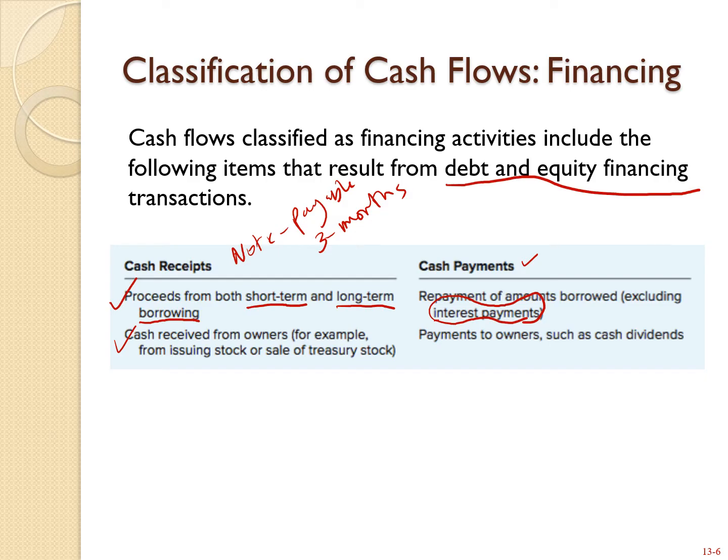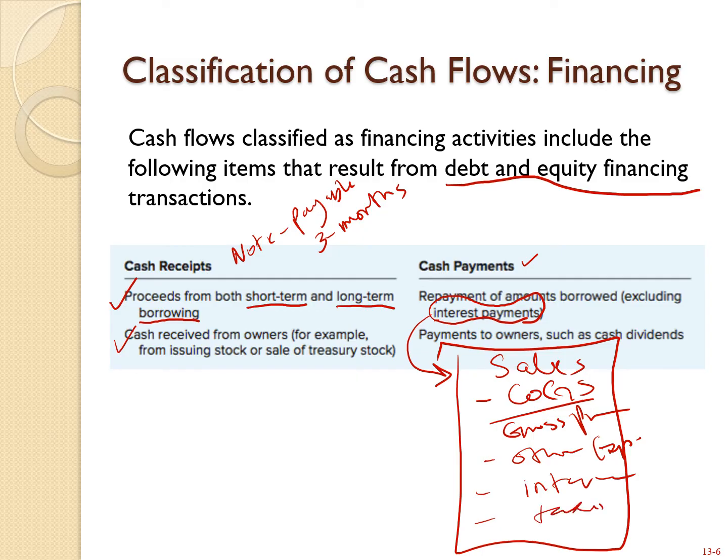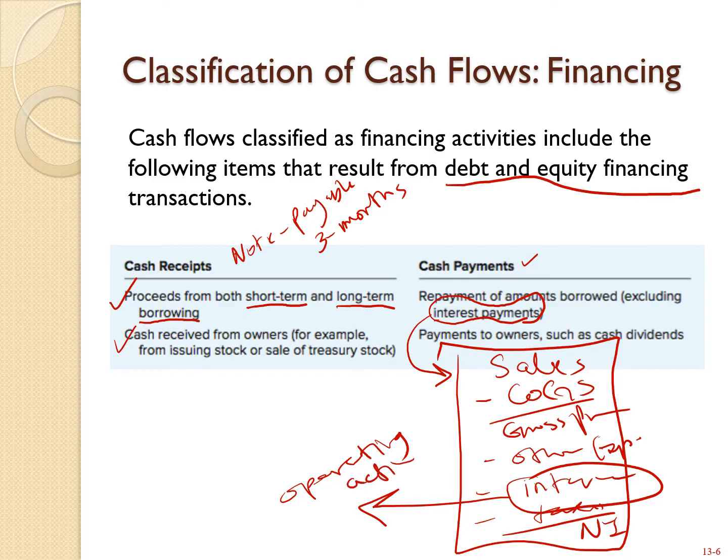because it appears in the income statement, right? This is the main distinction between operating and financing activities. In the operating activities, anything that has to do with the income statement will appear in the operating section. So you know that you have sales minus cost of goods sold, you get gross profit, minus other expenses. Then you deduct interest and you deduct taxes to get net income. So interest is part of the income statement, and therefore it's an operating activity when it comes to cash flow.